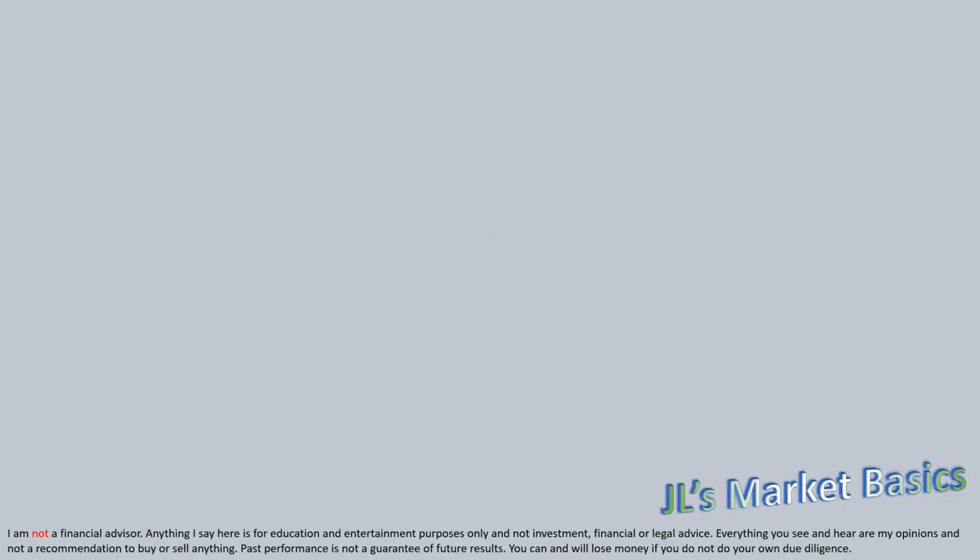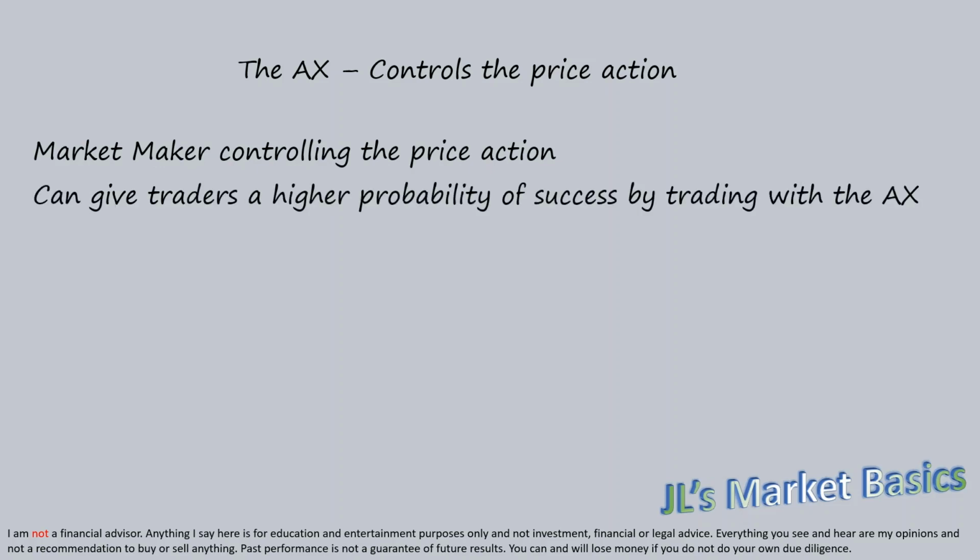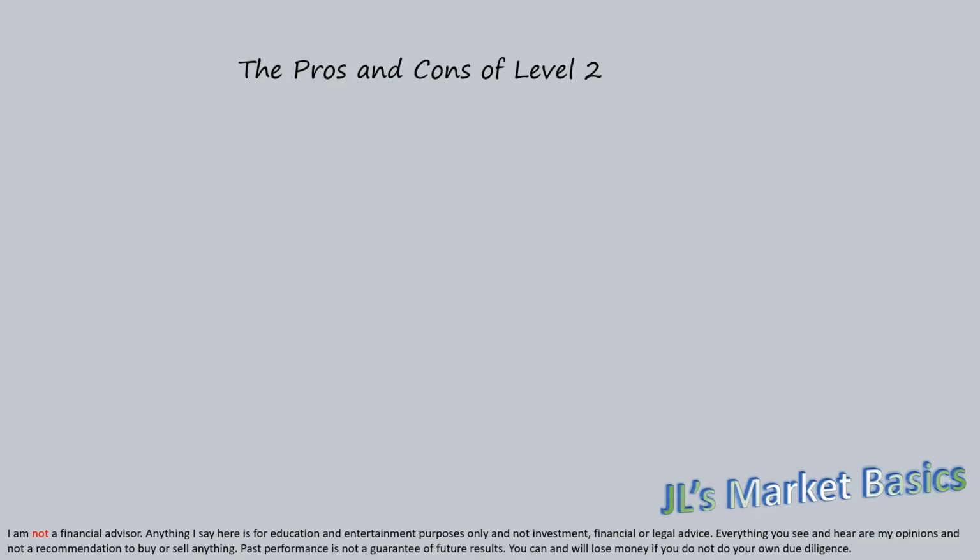When looking at level 2, it's important to try and identify the axe. The axe is the market maker that controls the price action in a given stock. It's not always easy to identify and could take some time to review the level 2 before it is clear who it is. There are pros and cons to level 2.